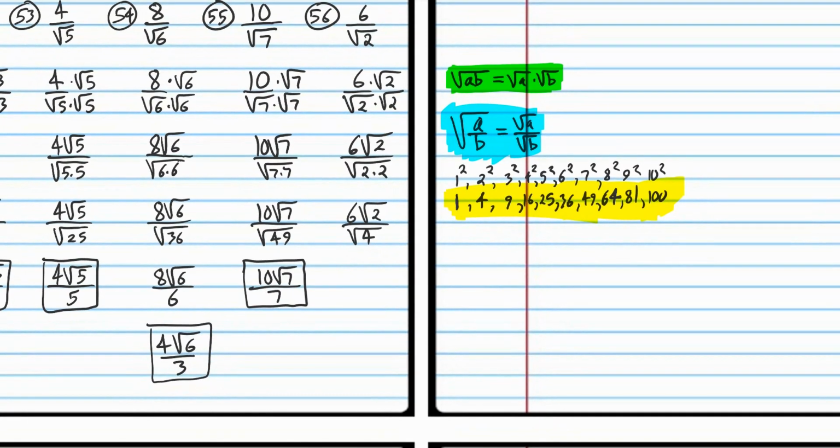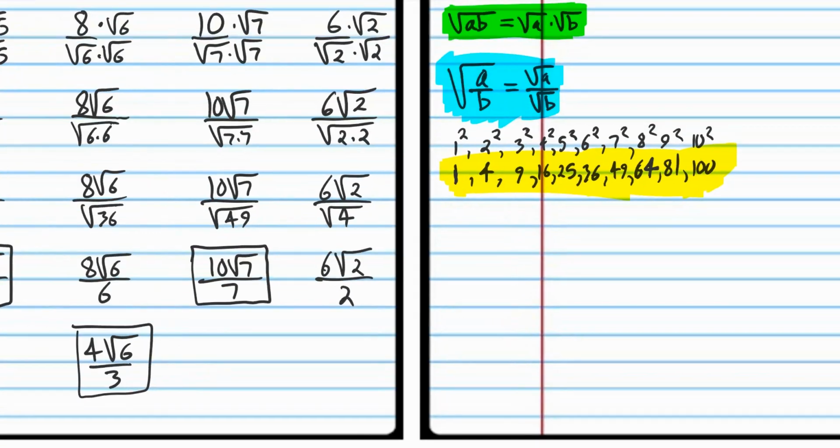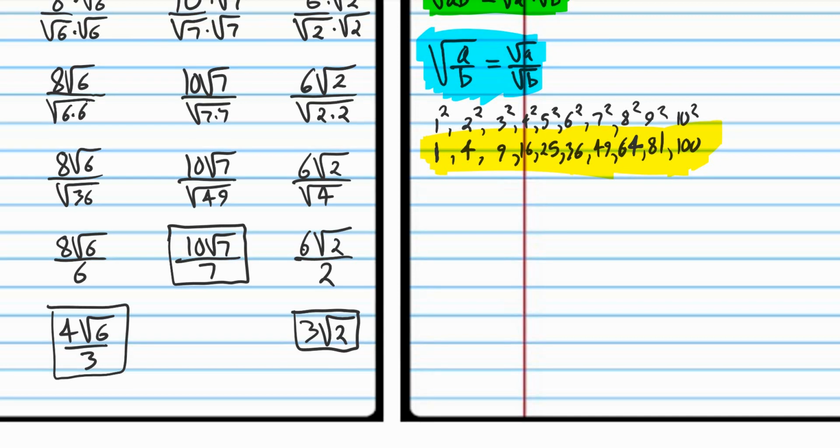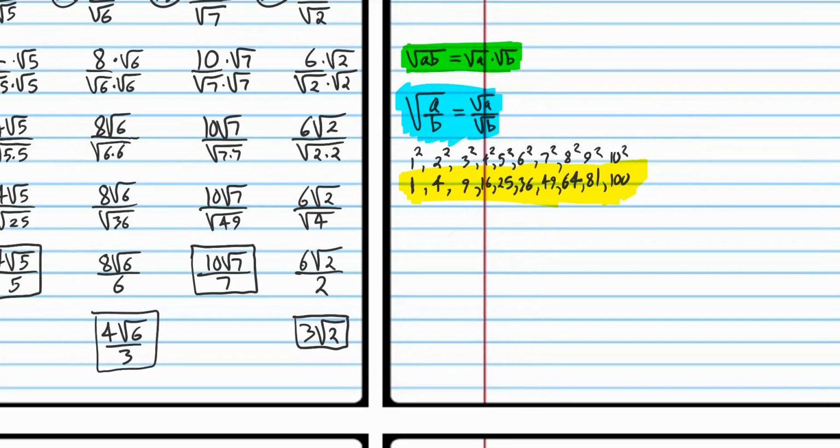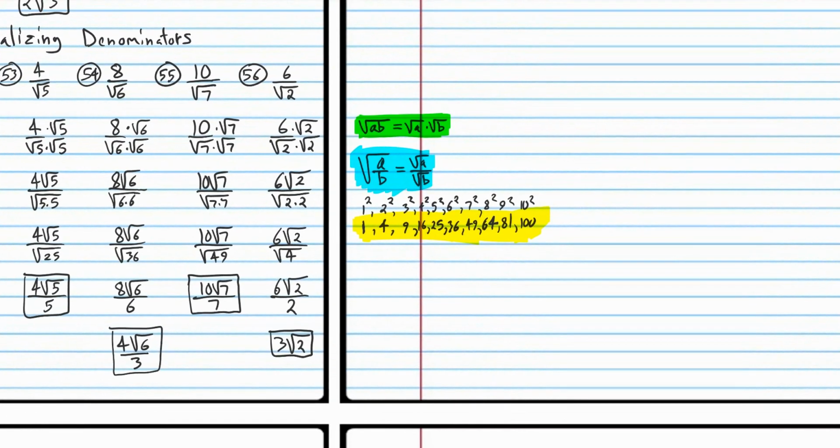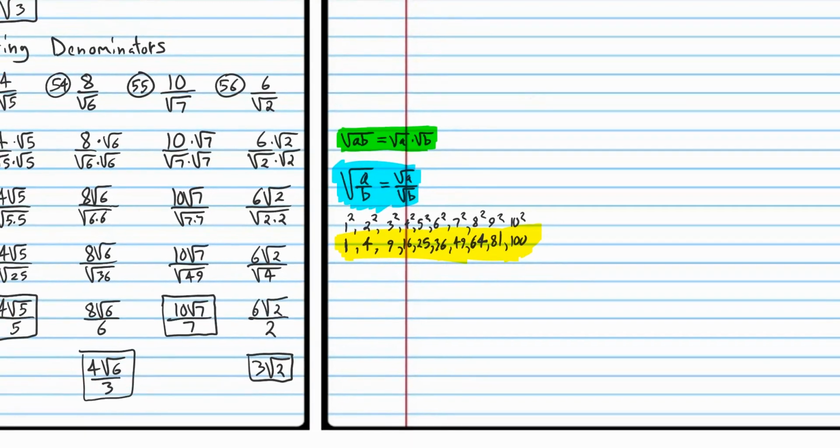Four is a perfect square. But this is another example where we can reduce the fraction. 6 divided by 2 is 3. So we just end up with 3 root 2. So if you didn't go to that last step, that's okay. Now you know. We can reduce fractions sometimes. All right, so if you got 6 root 2 over 2, good job. You just had to reduce at that last step.